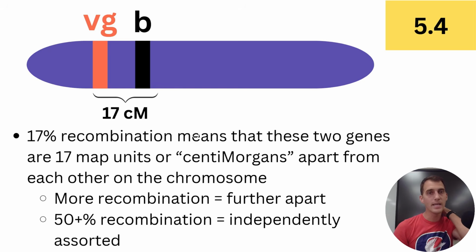That's what I'm trying to say here. Okay, so since Thomas Hunt Morgan got 17% recombination, 8% of one phenotype, 9% the other phenotype, that means that those two genes are 17 what are called map units apart from each other, or as I like to call them, centimorgans. That's the unit that's used for the distance between genes on a chromosome.